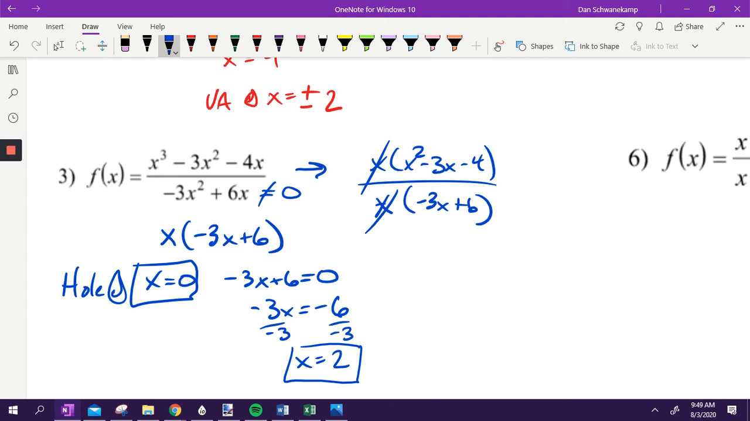No. So when I plug in 2 on top, I don't get 0. So that just means it's a vertical asymptote. So there's a hole at x equals 0. There's a vertical asymptote at x is equal to 2.